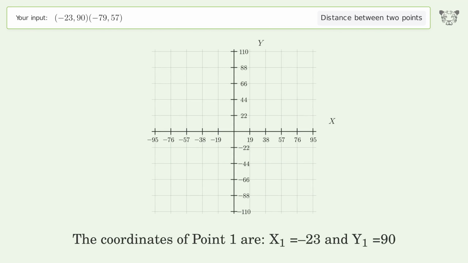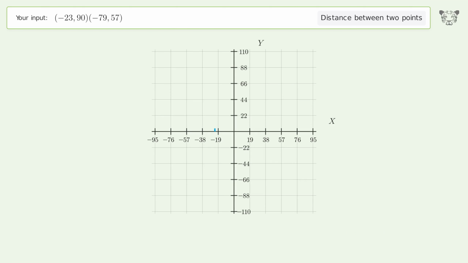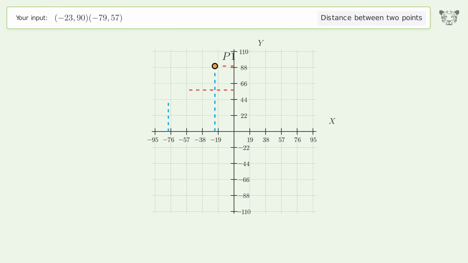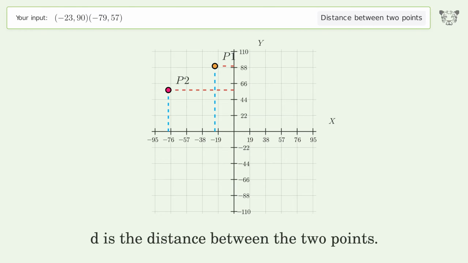The coordinates of point 1 are x1 equals -23 and y1 equals 90. The coordinates of point 2 are x2 equals -79 and y2 equals 57. D is the distance between the 2 points.